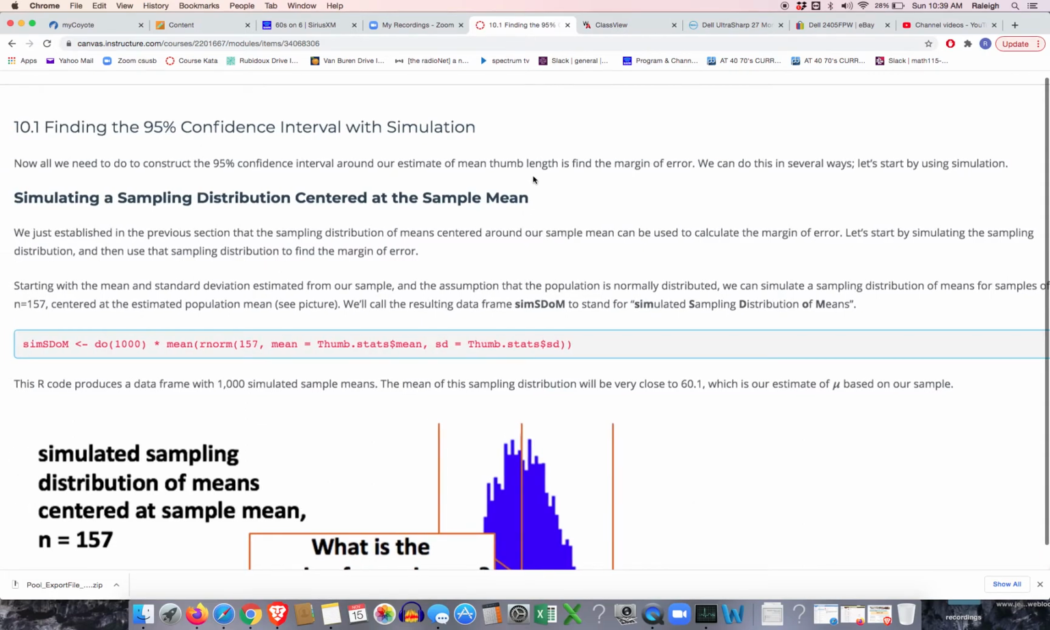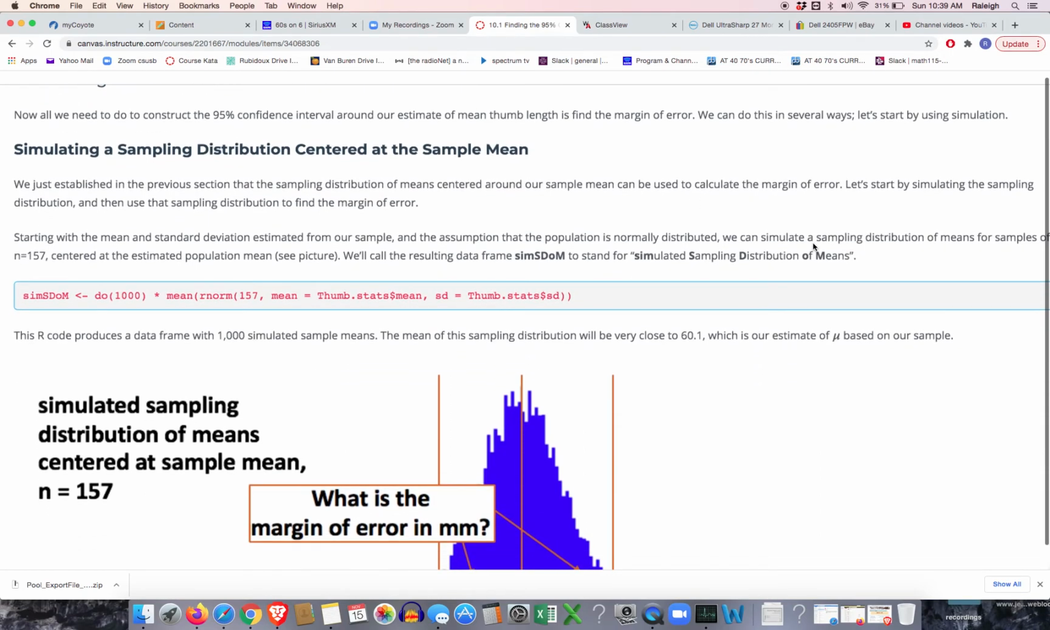Now 10.1, first part, finding the 95% confidence interval with simulation. This is very nice. I like this. So we'd like to construct it. And of course there are formulas, but they want to do it with a simulation. They just established that the sampling distribution of means, those little blue zones, centered around our sample mean, can be used to calculate the margin of error.